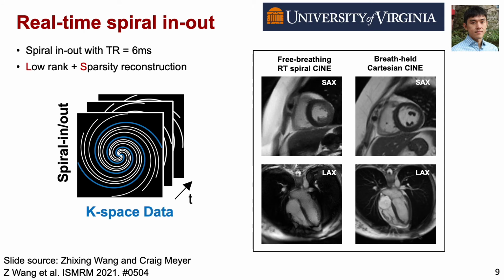Note that the TR is not surprisingly high, because now the limiting factor is not the banding artifacts, but the flow artifact that is very common in cardiac examinations. But combining this real-time spiral in-out sequence plus the low rank and sparsity reconstruction, they have achieved free-breathing real-time spiral cardiac images with great quality, which is comparable with the traditional breath-held Cartesian images.